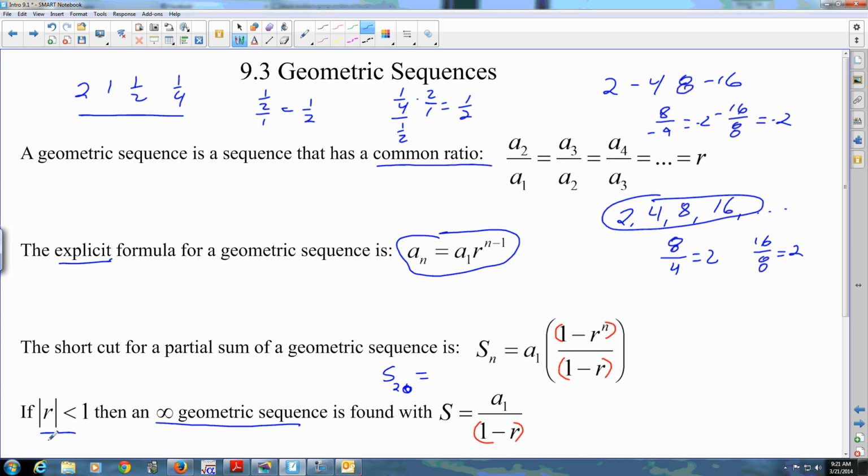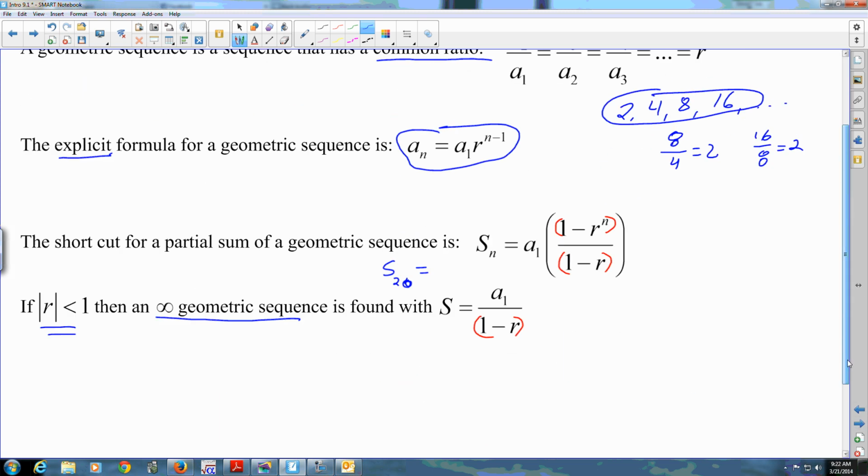That's what this reference is here, that your common ratio in absolute value has to be less than or equal to 1 in order to get an answer from a geometric sequence that's infinite. And we'll talk more about that as we get towards the later slides in this section. Okay, I think that's all there is there.